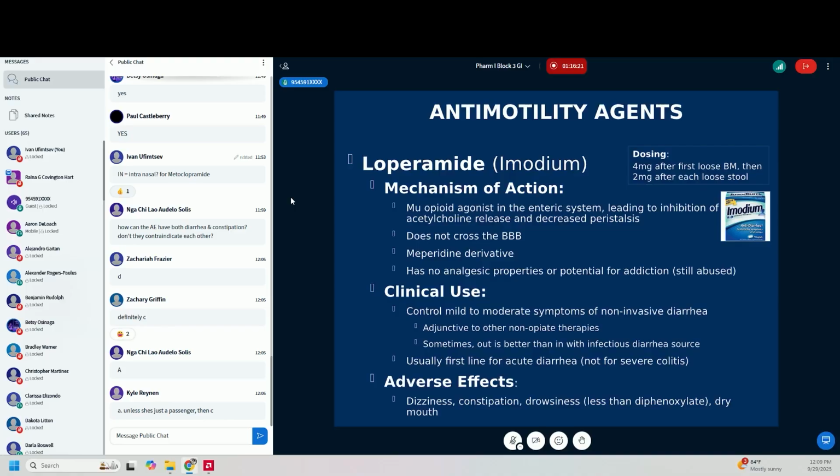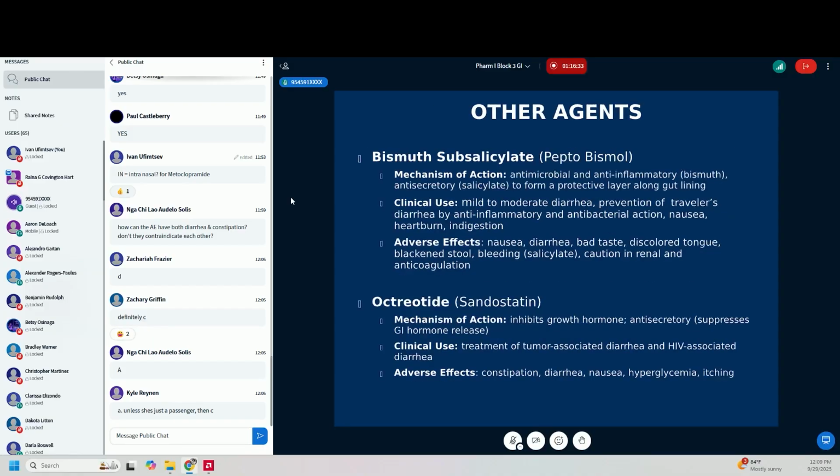So they essentially are loading themselves with 4 milligrams, which is 2 tablets. And then they only take one again if they have another loose movement, okay? So they're titrating to the response of the medication.